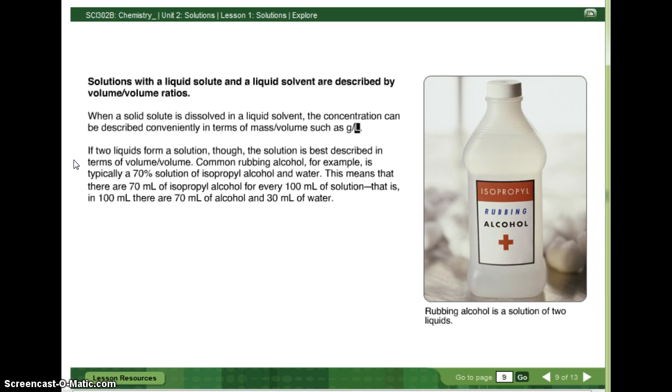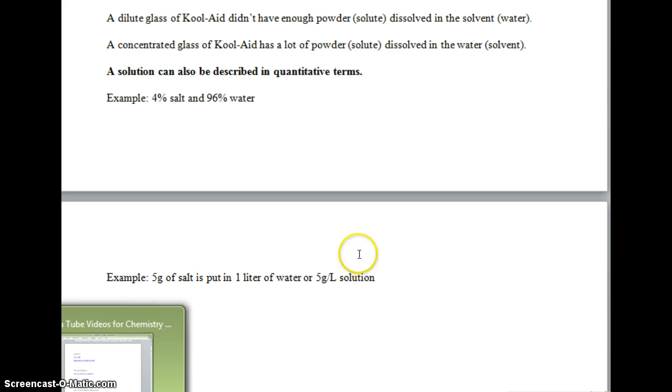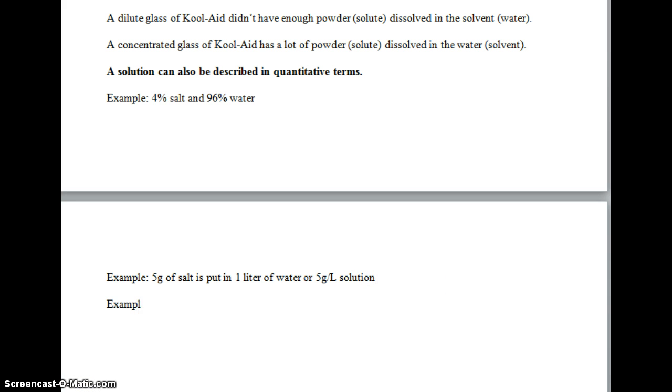Common rubbing alcohol, for example, is typically a 70% solution of isopropyl alcohol and water. This means that there are 70 milliliters of isopropyl alcohol for every 100 milliliters of solution. That is, in 100 mils, there are 70 mils of alcohol and 30 mils of water. Basically, it's the same idea, except now we're just doing liquids, right? So for liquids, we could say in 1 liter of solution, I have 500 milliliters of water.